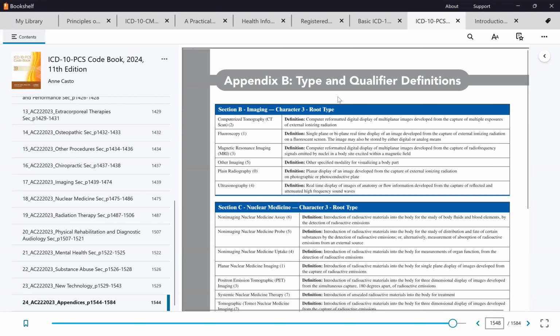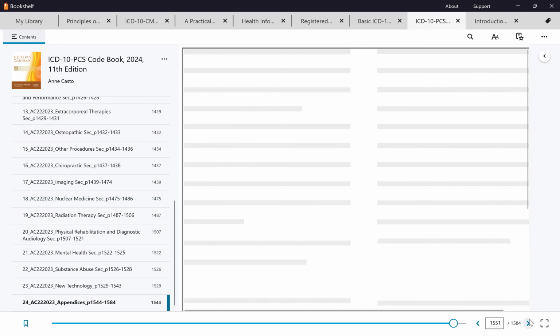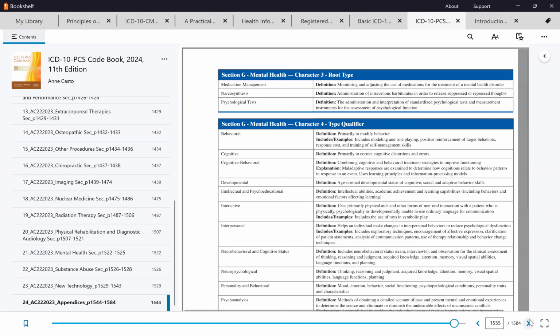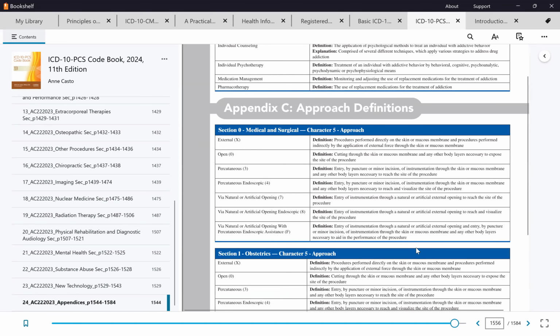We have some in Appendix B, which will give you further definitions and clarification on some of the imaging, nuclear medicine, physical rehabilitation and audiology, mental health qualifiers, and then one that somebody has emailed me about is about approaches.